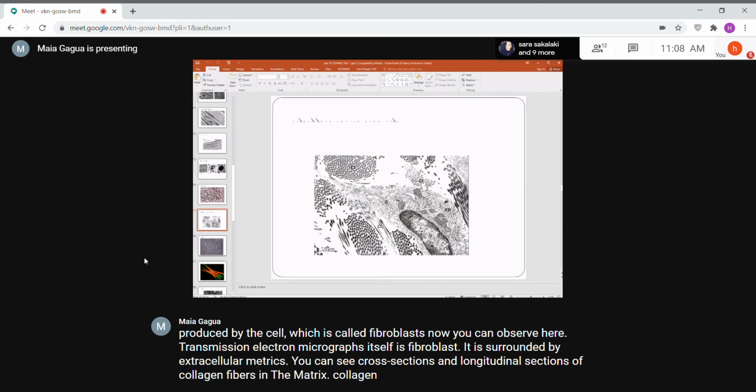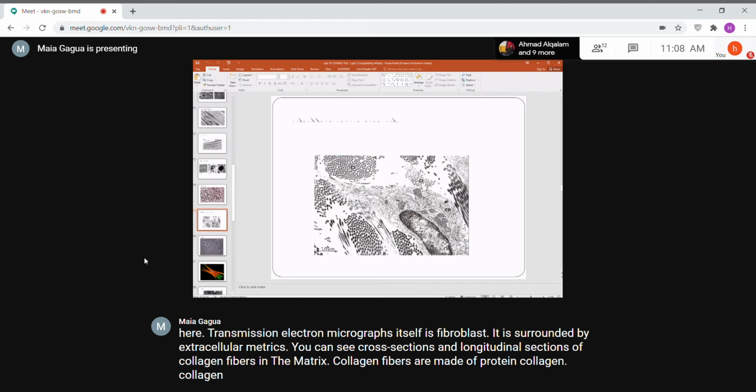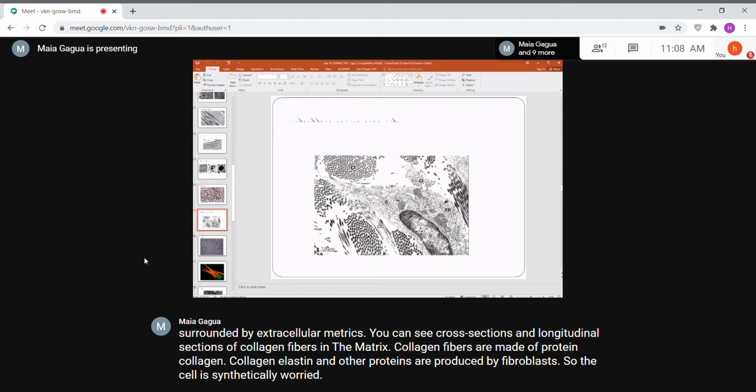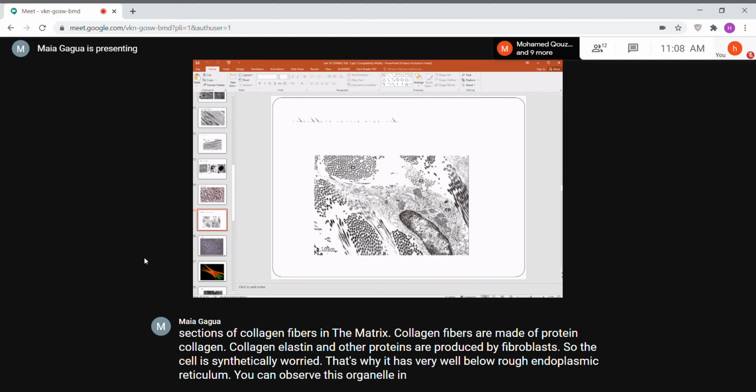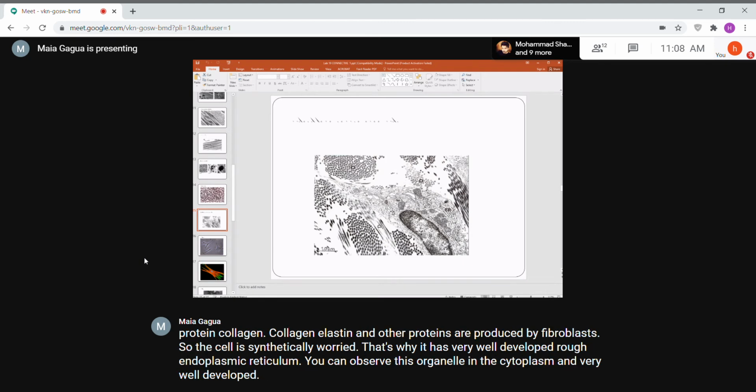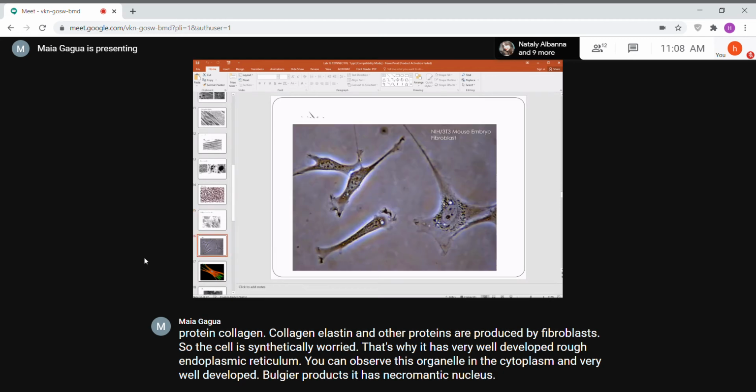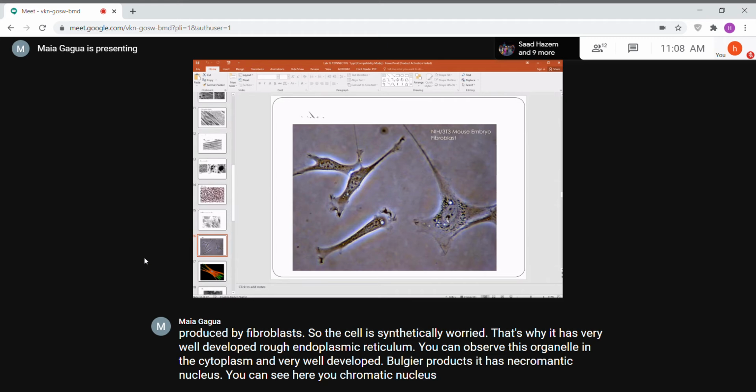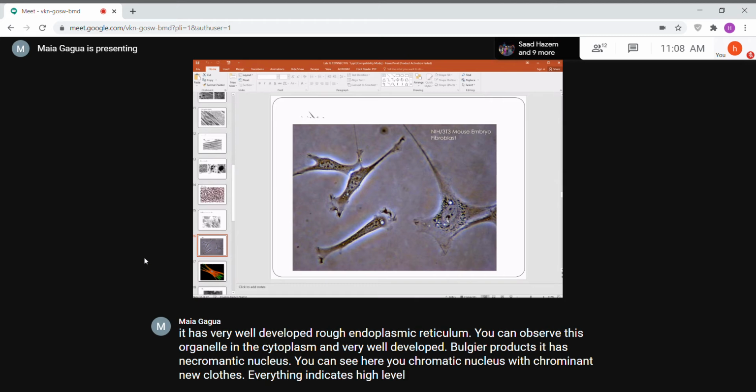Collagen fibers are made of the protein collagen. Elastin and other proteins are produced by fibroblasts. So this cell is synthetically very active. That's why it has very well developed rough endoplasmic reticulum. You can observe this organelle in the cytoplasm, and a very well developed Golgi apparatus. It has a euchromatic nucleus. You can see here a euchromatic nucleus with a prominent nucleolus. Everything indicates a high level of synthetic activity.